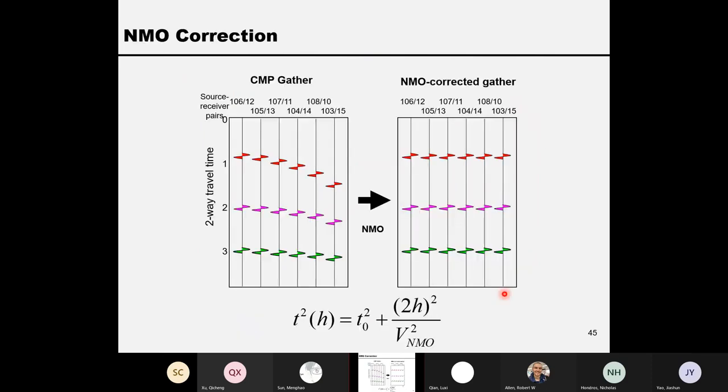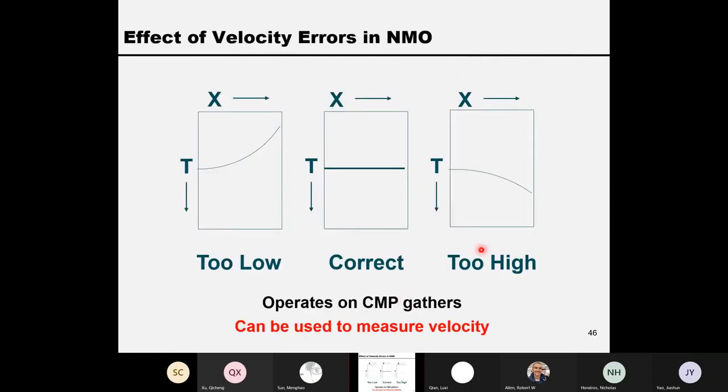Why is that? Let's go back and see this formula here. That's t squared equals t naught squared plus x squared times C1. C1 is 1 over v squared, right? The v here is in the position of a denominator, right? So if v is bigger, delta t NMO, which is the square root of t squared minus t naught squared, right? So if v is large, this C becomes smaller. So delta t is smaller than it should be.